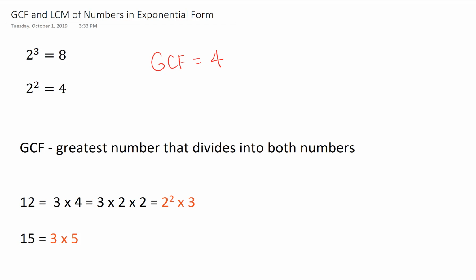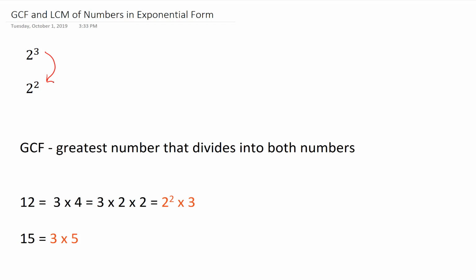But let's think about it without looking at what these numbers equal. Let's think about it just by looking at the prime factorization of each. So now when we look at the prime factorization of each, 2 cubed and 2 squared, that's two different numbers written in exponential form using the prime numbers. So what we're going to ask ourselves is, will 2 squared divide into 2 cubed? Or will 2 cubed divide into 2 squared?